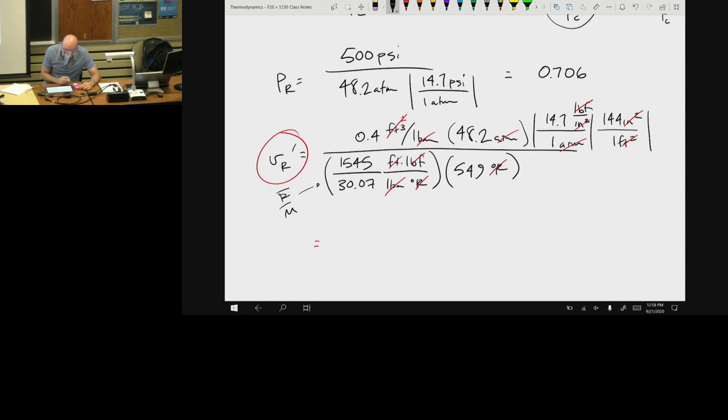And when I type this into my calculator, 0.4 times 48.2 times 14.7 times 144 divided by 1545 divided by 549 times 30.07, I get a value of 1.447 as my pseudo-reduced specific volume. Both unitless values, both that I needed to get into my figure. And now that I have those, I'm going to go to figure A1 and see what I can do with that.